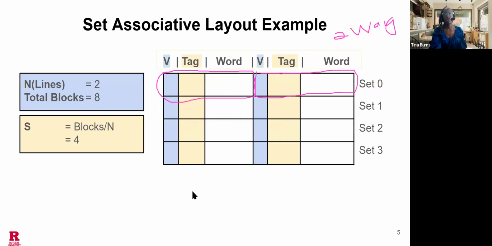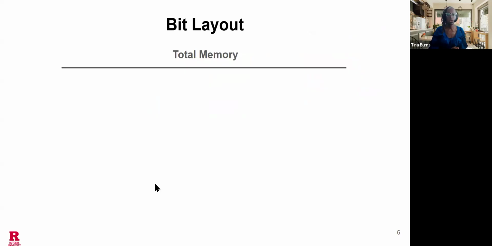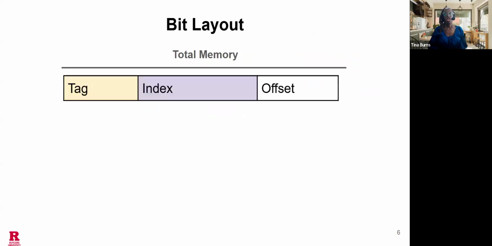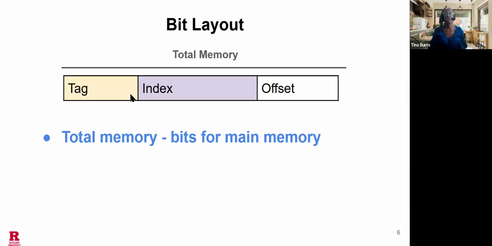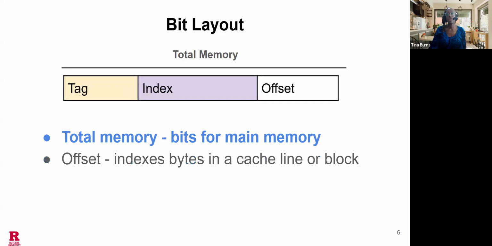All right, so let's clear all that. Let's look at an example here, or let's go and talk about the total amount of memory. Remember this representation we've been using in this class for how we do our bit calculations. Your total memory is basically going to be given by the total number of bits that you have for your main memory. Offset is going to help us to index the cache line or block.